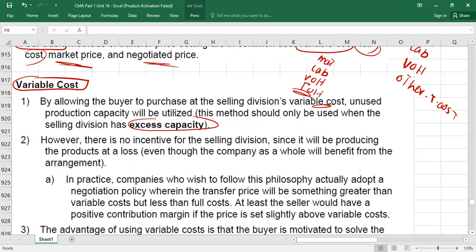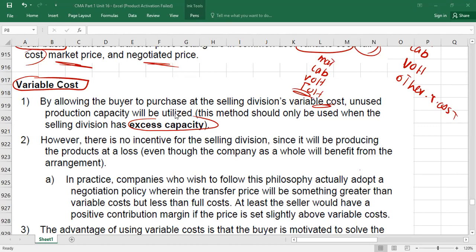Excess capacity means what? Maybe I have 10 machines, and in my routine, only 2 machines are being used. 8 machines are idle, spare. Now maybe I can use those idle machines, because 8 machines are called unused capacity. I can use that capacity to manufacture the product, and those products I can then sell internally. So this is the first point. Variable cost is suitable only if the seller has spare capacity.